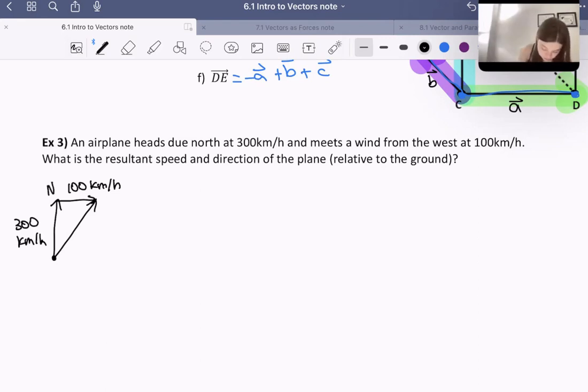Because here is north, here is our east, and here is, we'll just say S for our starting point, right? Okay, what is the resultant speed and direction of the plane relative to the ground? So the thing is, we don't know theta, and that's our main problem. But one thing I do know is 100 and 300. And I also know, since this is due north, specifically north, and then we're going directly from the west, that this is a right angle, which means we can use our basic trig ratios.